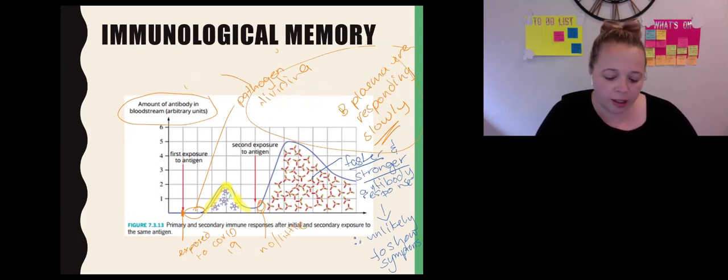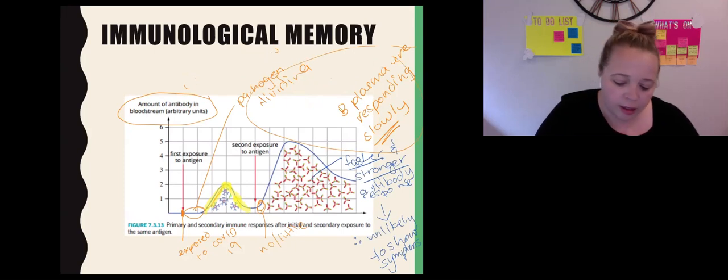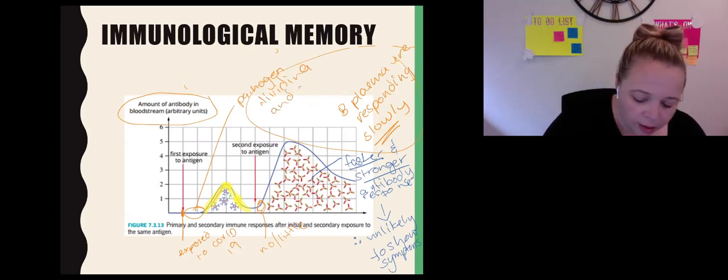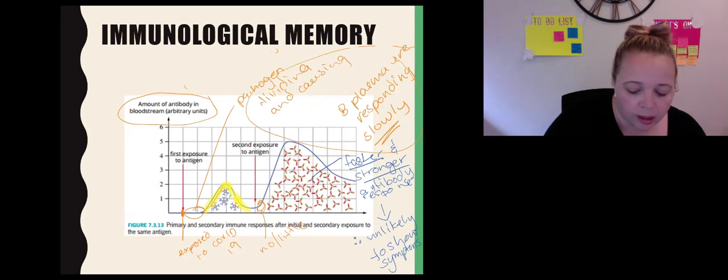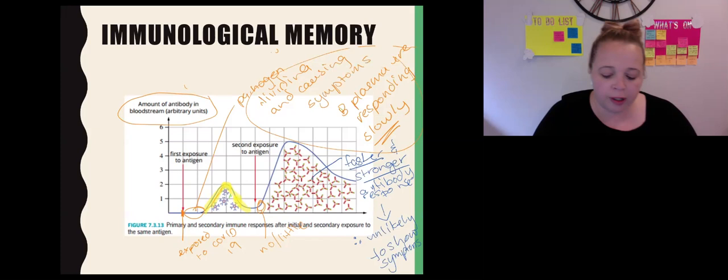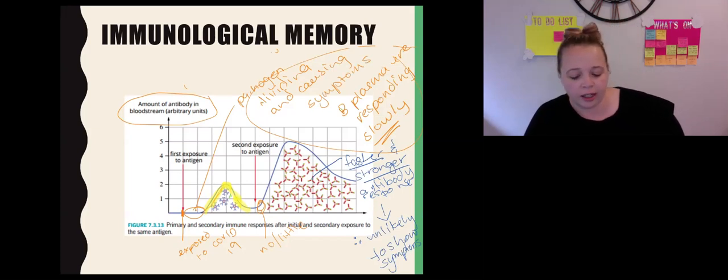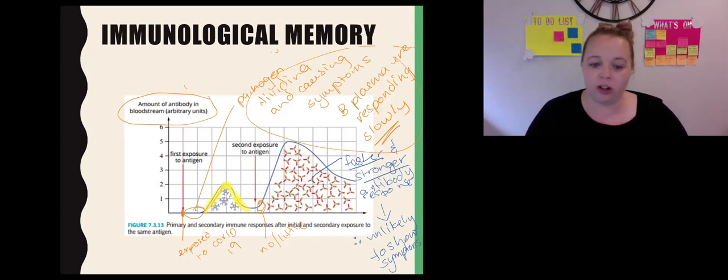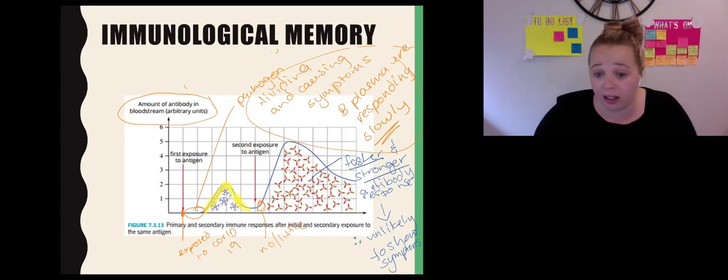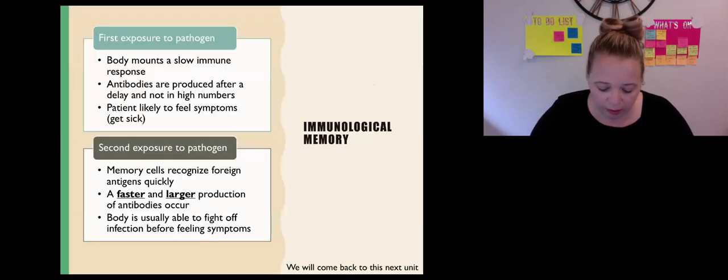Pathogen dividing and causing symptoms, and the B plasma cells are responding slowly. The second time you get exposed, you get this faster and stronger antibody response, therefore you're unlikely to show symptoms because your body is getting rid of it faster.